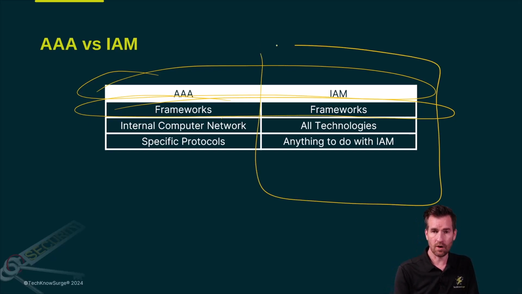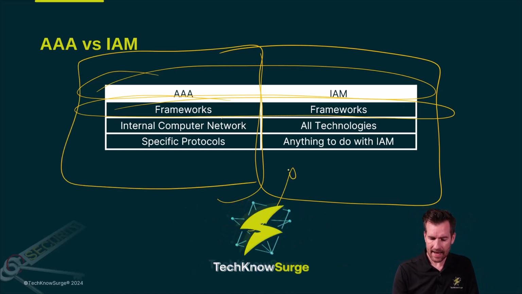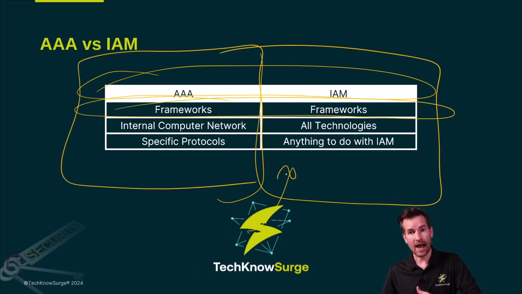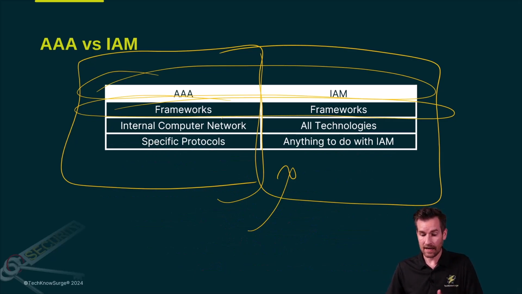The IAM is more of a general umbrella term versus AAA speaks to certain technologies. IAM is like I have IAM policies that I roll out for the companies that I work with to make sure that they're doing identity and access management correctly. It also can refer to specific services in cloud services, like there's AWS IAM services.